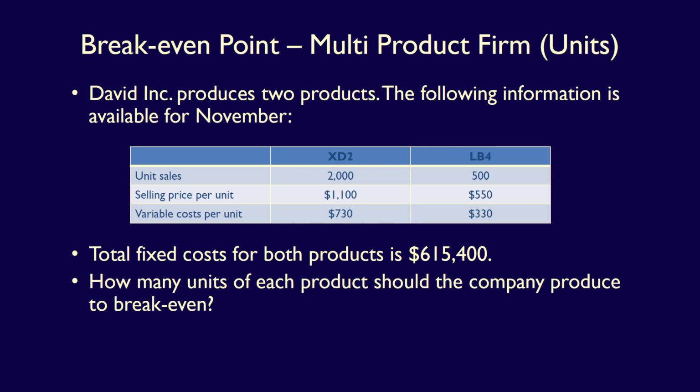The total fixed cost, when production of both products is included, is $615,400. How many units of each product should the company produce to break even? Remember, break even is where operating income is equal to zero. There really are multiple variations of how we can calculate this, but I'm going to use the contribution margin approach, modified for a multi-product environment.